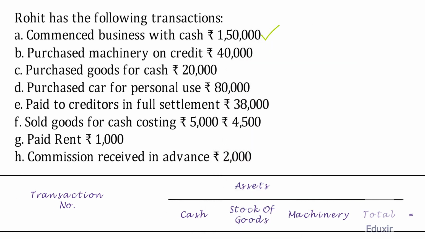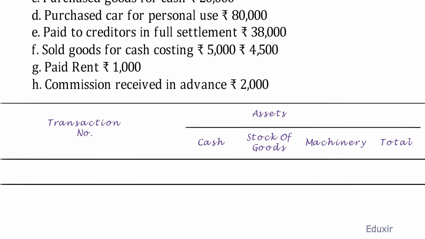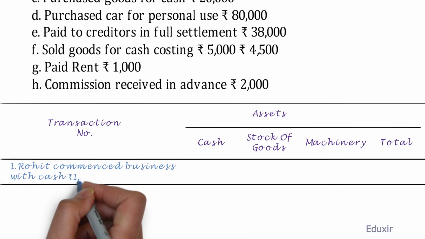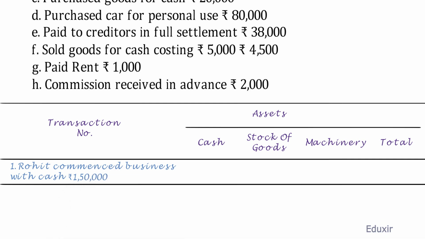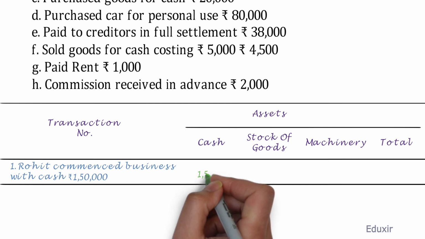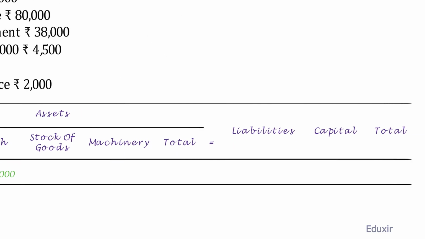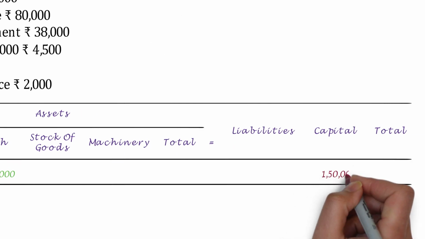The first transaction is commenced business with cash 1,50,000. This transaction increases the cash asset by 1,50,000 rupees. On the other side, it increases the capital by rupees 1,50,000.